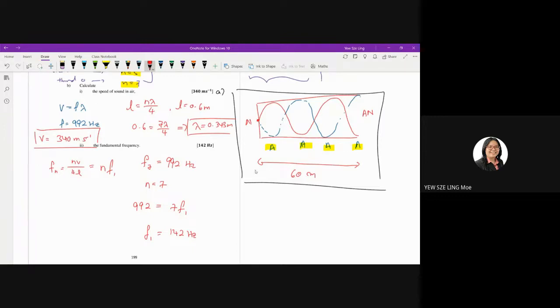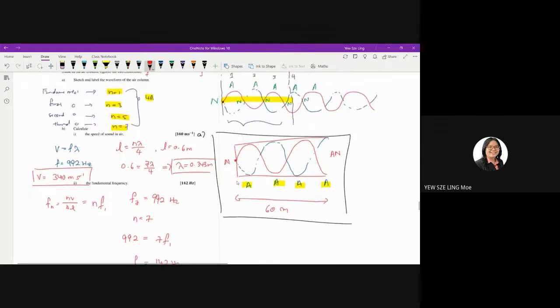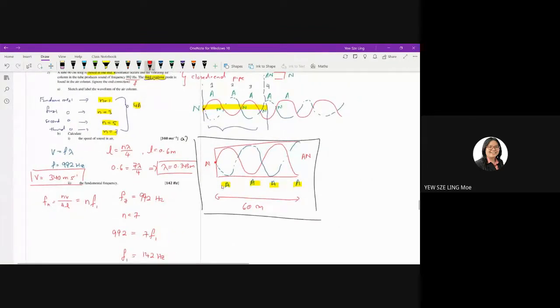That is how we solve question number 2. Start from the diagram again, apply the equation L equals n lambda over 4, which links L and lambda together. At last, I calculate the fundamental frequency using fn equals n f1. Of course, you can also calculate it using nv over 4L. Now let's see how to apply this other equation.